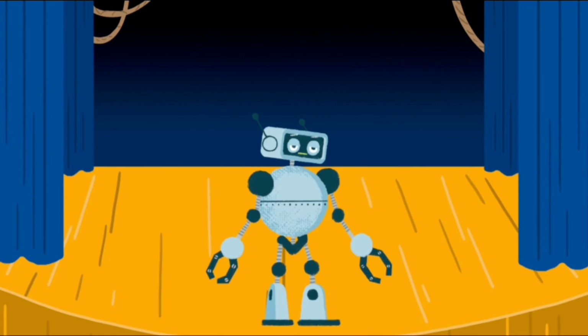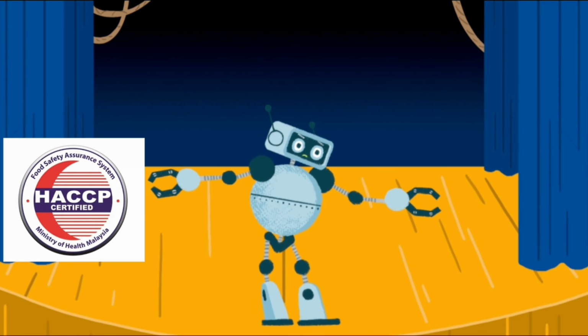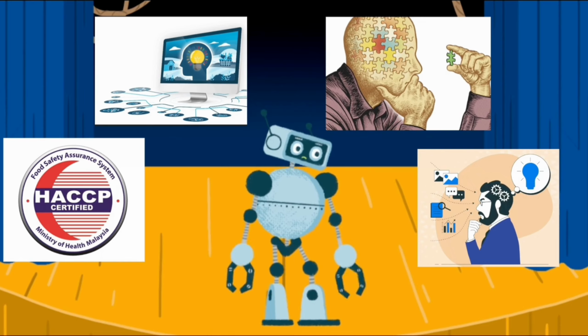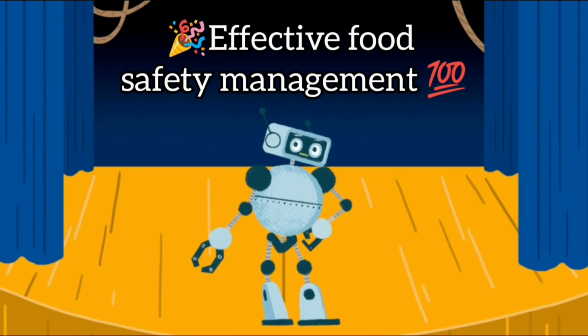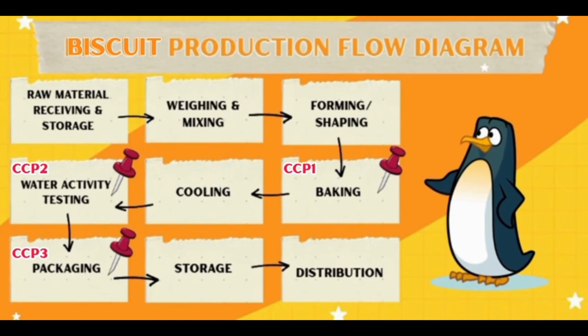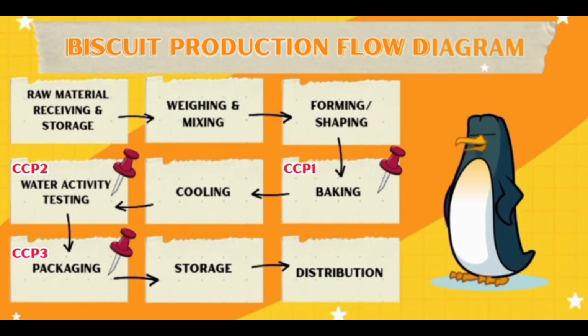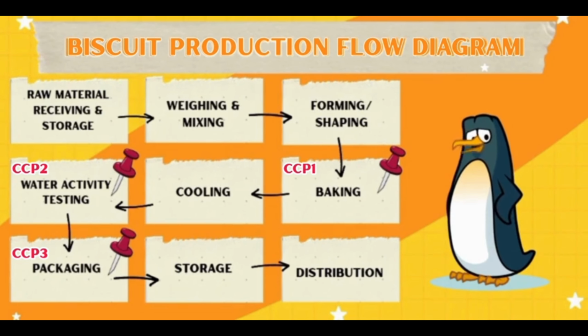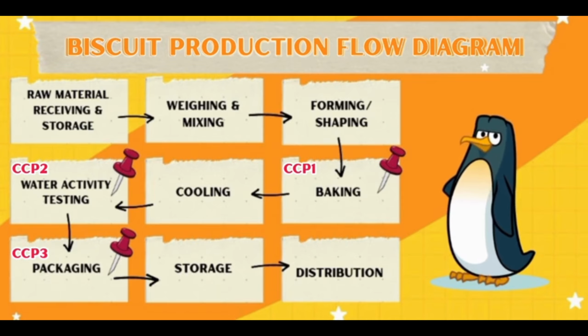In this video, we will show how hazard analysis critical control point, system thinking, anticipatory thinking and commitment to sustainability are applied to ensure effective food safety management. As you can see, this is the flow diagram of biscuit production, showing all steps from raw material receiving until distribution. The critical control points identified in this process include baking, water activity testing, and packaging.